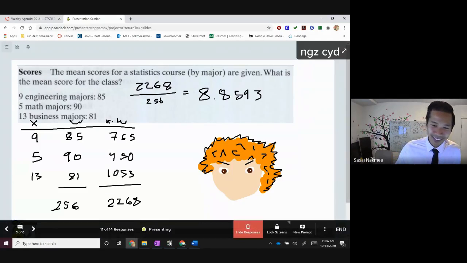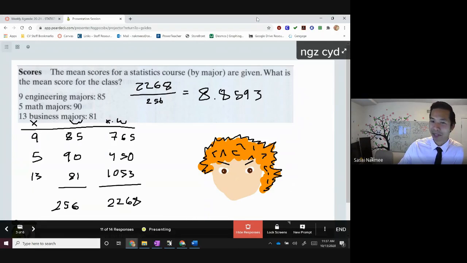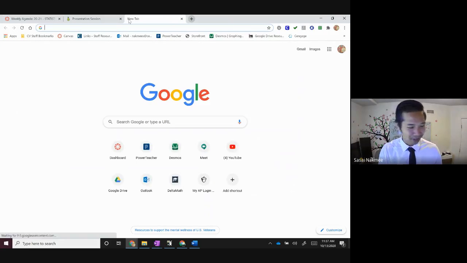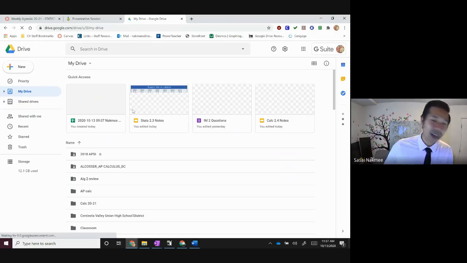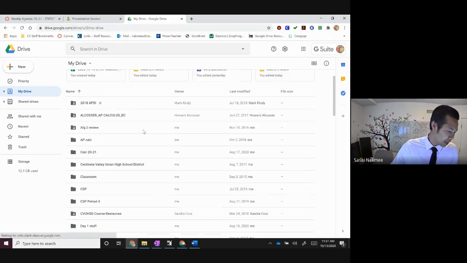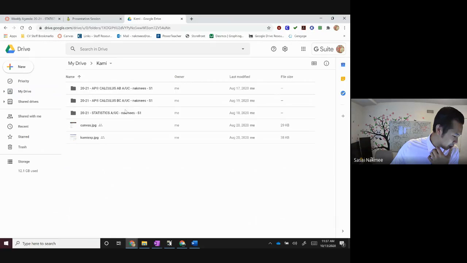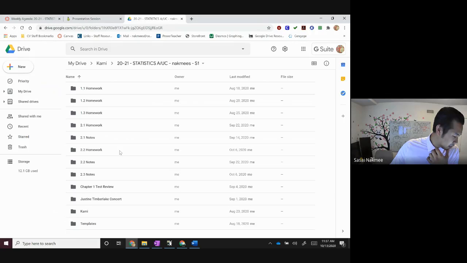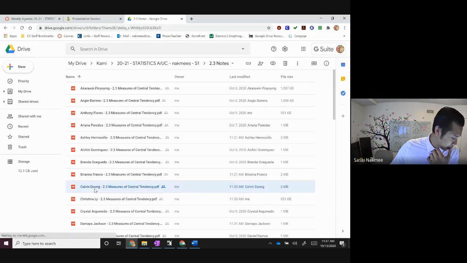Can I share my Cami screen real quick? I can't actually share the Cami screen as easily as the Pear Deck, but I can open it if you want to see what it looks like. Actually, let me see. I go in my Google Drive. Oh no, it won't work because you haven't submitted yet, right? I don't think you can. You know what? I'm just talking about it. So you guys are my stats class. This is the 2.3 notes. Calvin, can I actually see this?